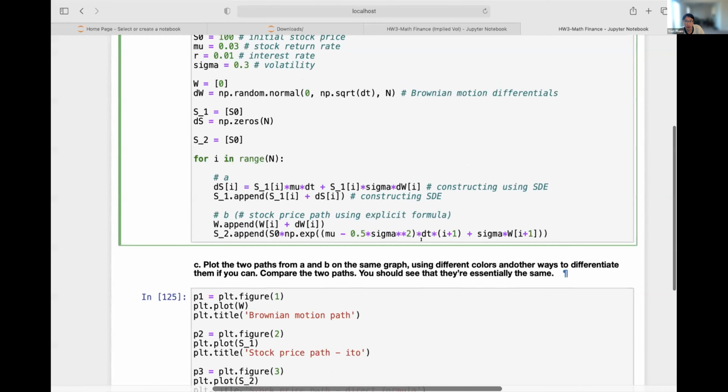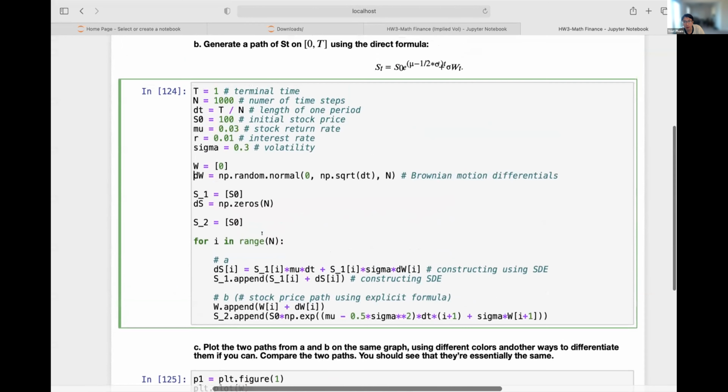Sorry, I saw Karim wanted to show his code. Sorry. It's fine. It's fine. Okay. This one. So, yeah.